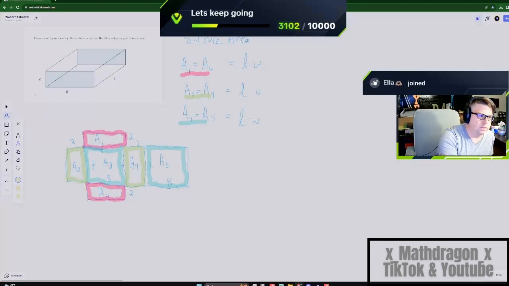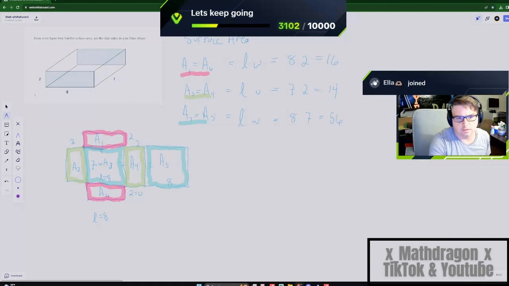Okay, so when we start with this, we're going to do the red one. So in that case, the L is going to be 8 and W is going to be 2. So this is going to be 8 times 2, which is 16. For the green, we're going to do W as 2, but the L this time is going to be 7. So we're going to do 7 times 2. And for the big one, we have the length and then the width. And that's going to be 8 times 7, which is 56.